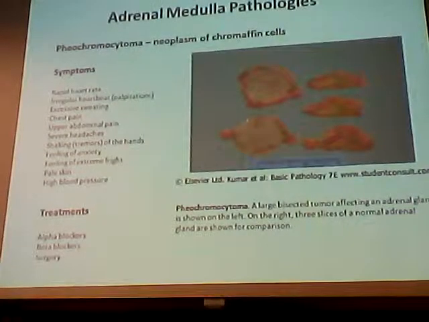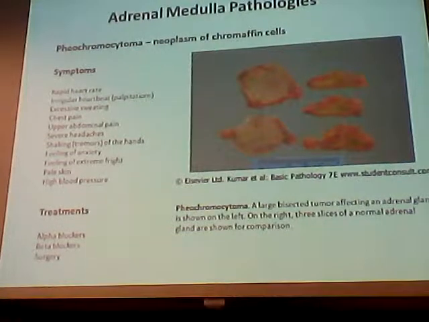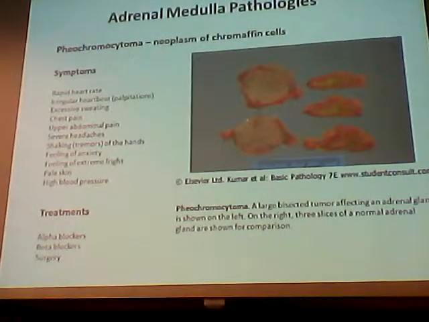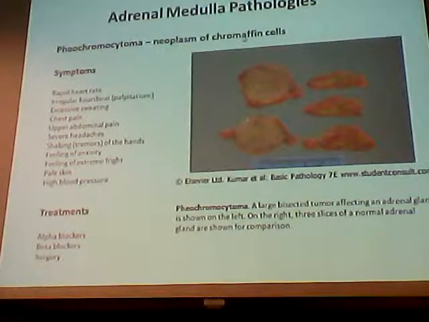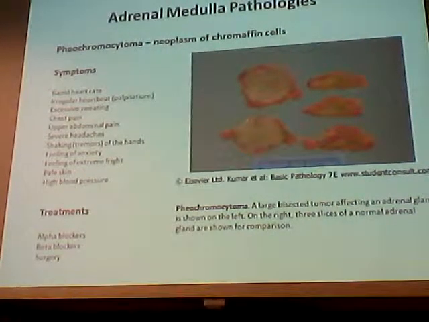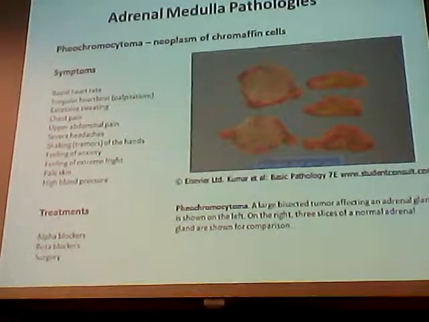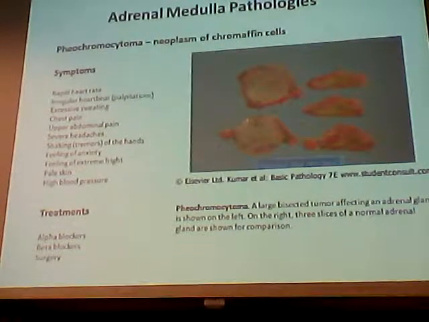And lastly, the adrenal medulla pathology, it's this thing called pheochromocytoma. So you have a cancer of the chromaffin cells, which are the ones secreting adrenaline. So you have super high adrenaline levels, and you can get really spooked really easily, and it's very dangerous.